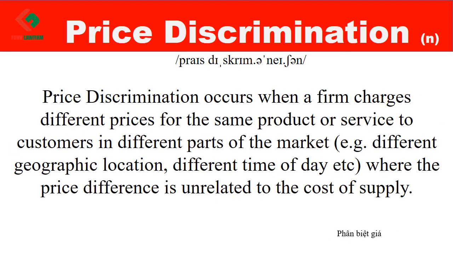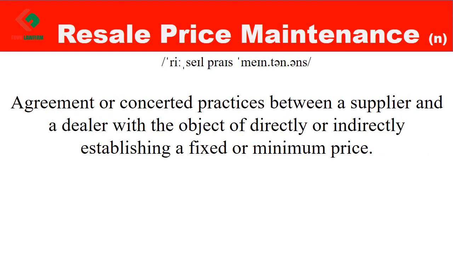Price discrimination. Price discrimination occurs when a firm charges different prices for the same product or service to customers in different parts of the market. For example, different geographic location, different time of day, etc., where the price difference is unrelated to the cost of supply. Resale price maintenance. Agreement or concerted practices between a supplier and a dealer with the object of directly or indirectly establishing a fixed or minimum price.